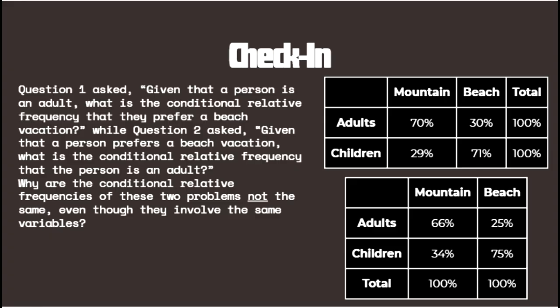Here's another check-in. Question 1 asks, given that a person is an adult, what is the conditional relative frequency that they prefer a beach vacation? Well, question 2 asks, given that a person prefers a beach vacation, what is the conditional relative frequency that the person is an adult? Why are the conditional relative frequencies of these two problems not the same, even though they involve the same variables? They both deal with beaches and adults. Why don't they have the same answer?